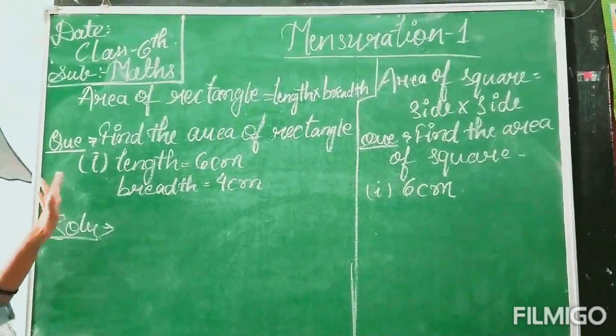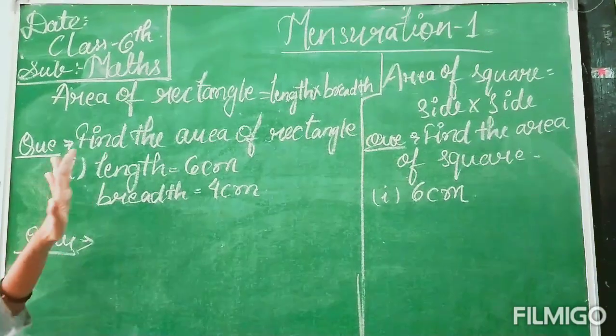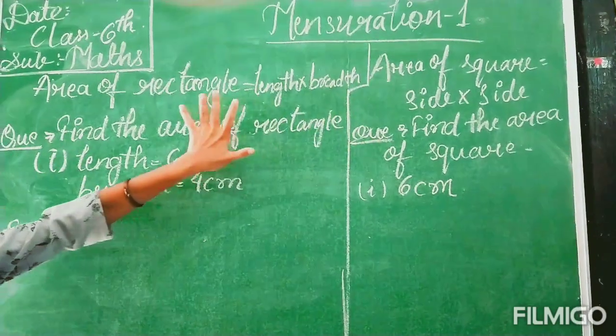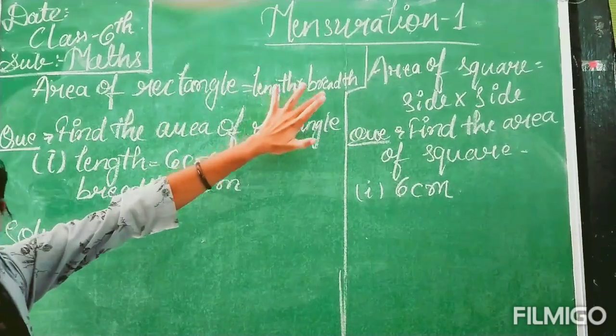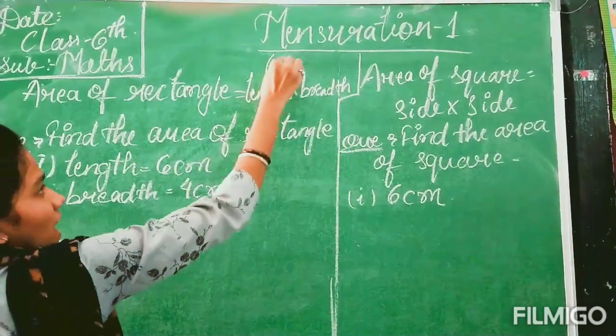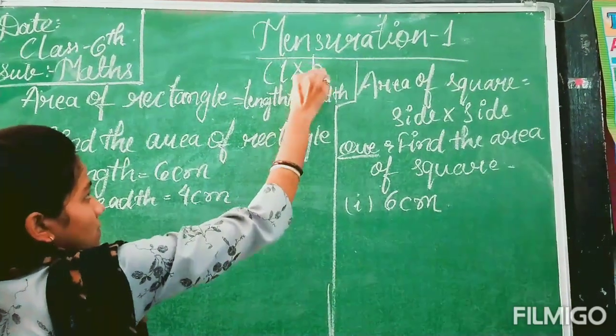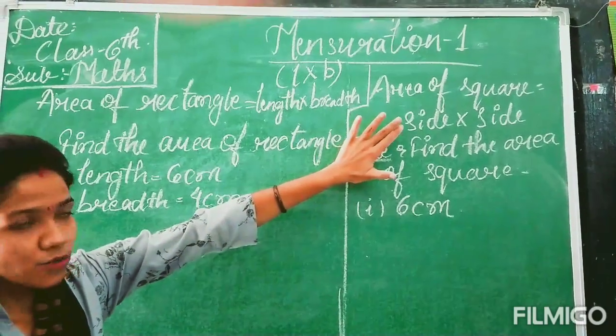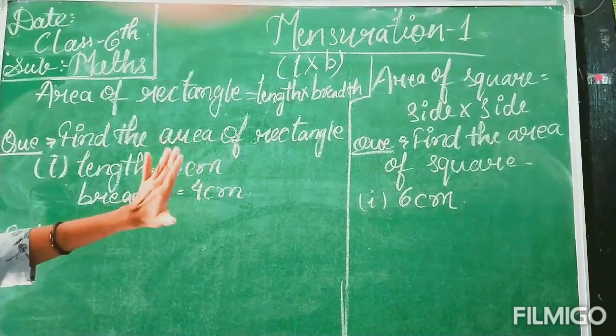I will take another question for the simplification of the confusion. Area of rectangle and area of square. Area of rectangle formula: length into breadth. We can say it as L into B. Then area of square: side into side. This was the formula of square.